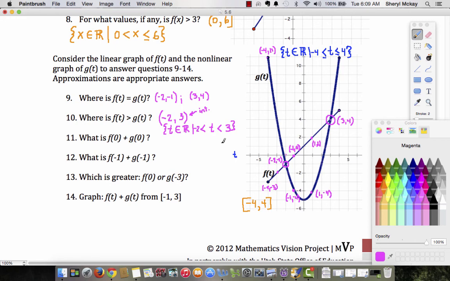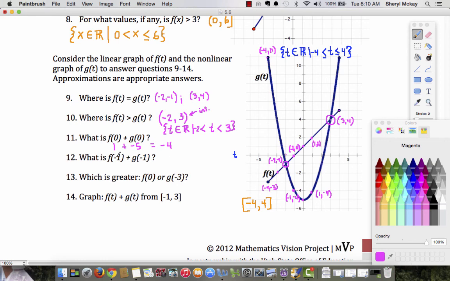Now, the next question is, what is f of 0 plus g of 0? Well, we've got to first find f of 0 and g of 0. So when x is 0, f of 0 is equal to 1. And g of 0, when x is 0, g of 0 is right here, and that is -5. So what's 1 plus -5? -4. Okay? That was pretty easy, yeah?